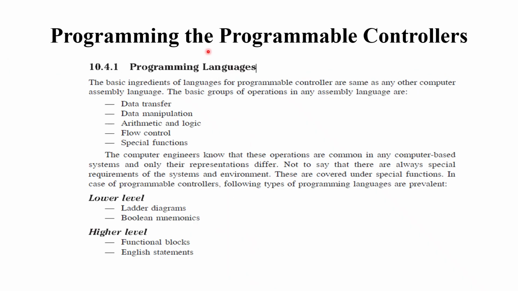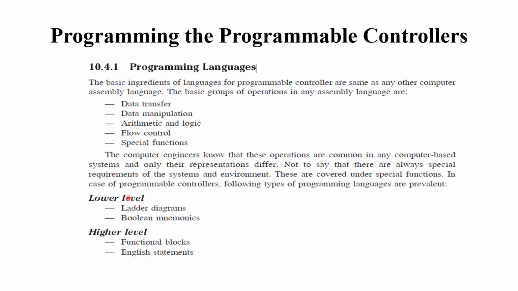Having understood the series and parallel circuits, let us move to programming of programmable controllers. The basic ingredients of the language for programmable controllers are the same as a computer assembly language: data transfer, data manipulation, arithmetic and logic, flow control, and specific functions. Computer engineers know that these operations are common in any computer-based system and only their representation differs, not to say that there are always special requirements of system and environment. They are covered under the special features and functions.